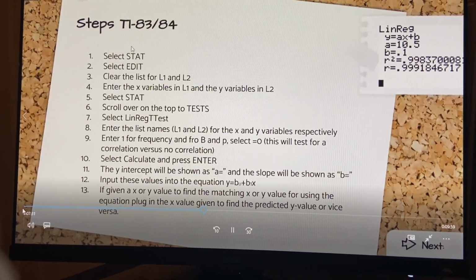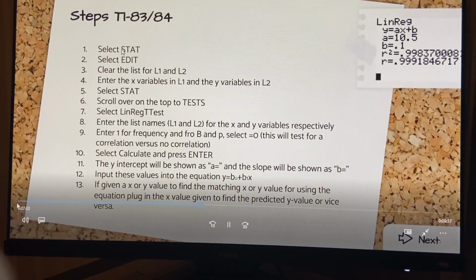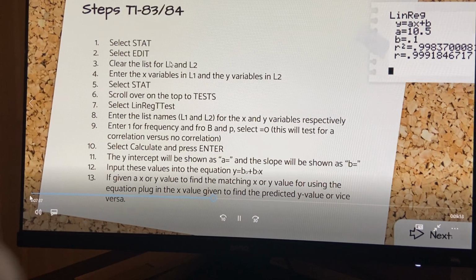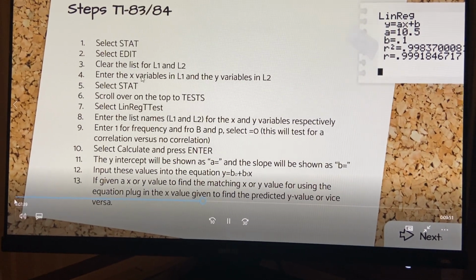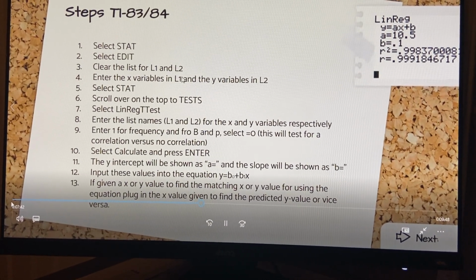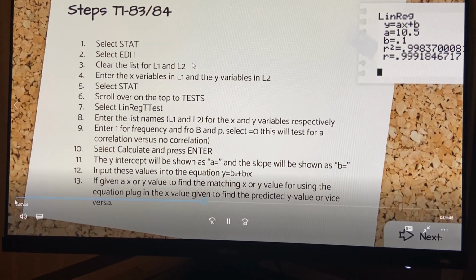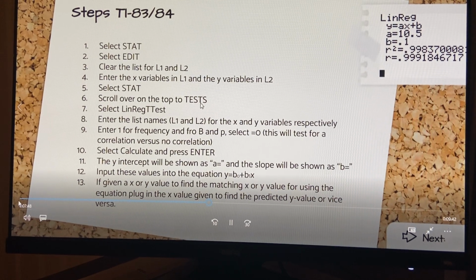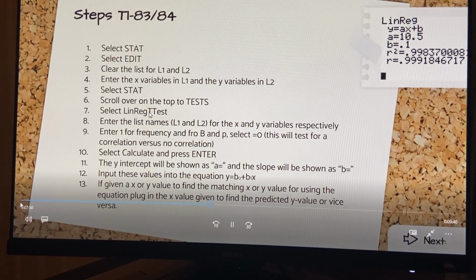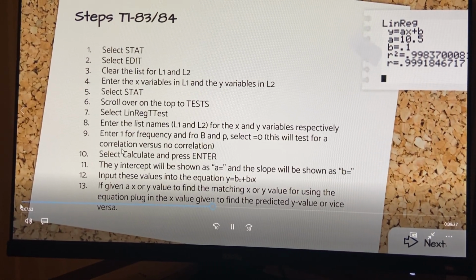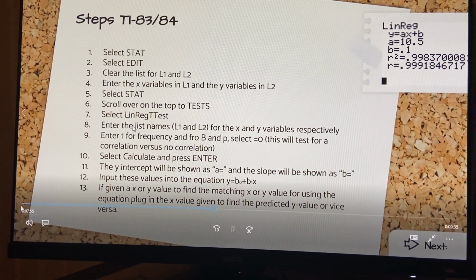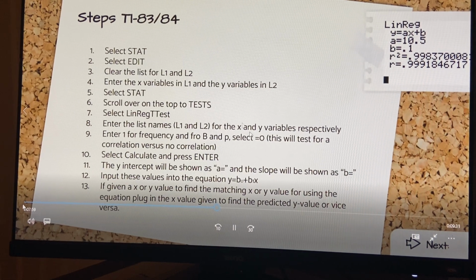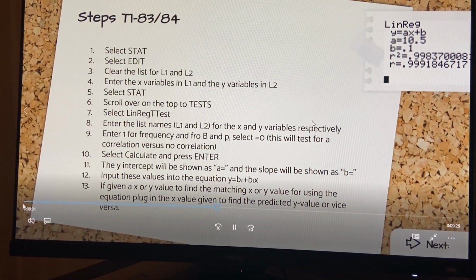So the steps are as follows. First, go into your calculator, select stat, then edit, make sure you clear the list for L1 and L2. Enter the x variables in L1 and the y variables in L2. Then select stat, scroll on over on the top to tests, select LinRegTTest, and then it's going to show you some information you need to fill out. So enter the list names L1 and L2 for the x and y variables respectively.